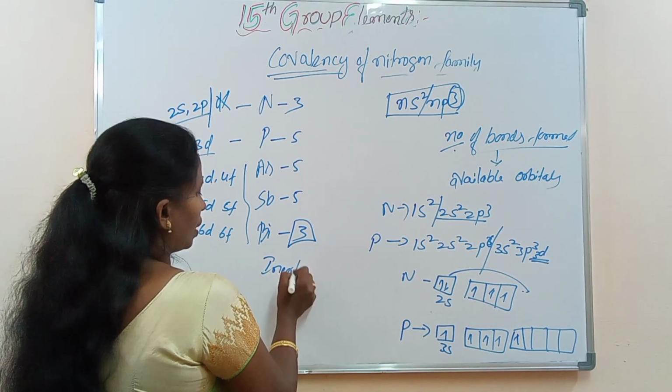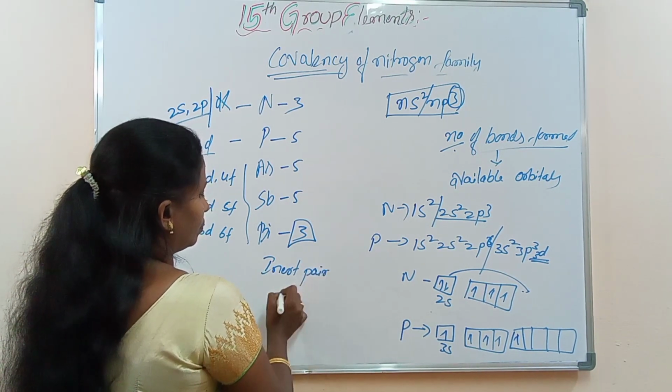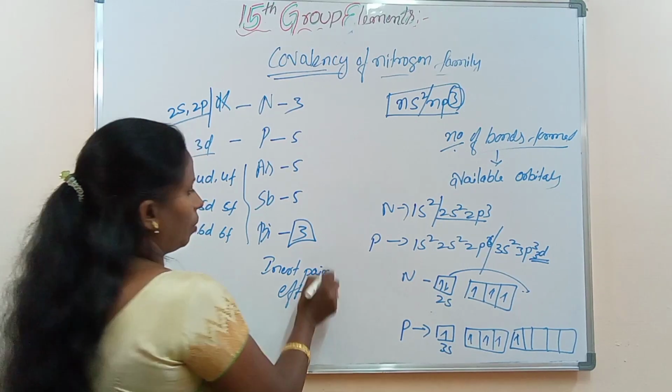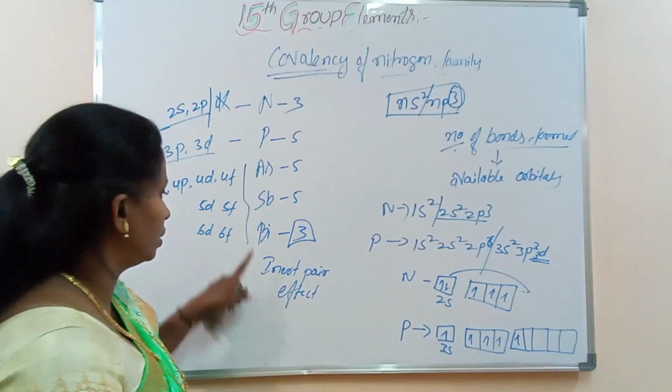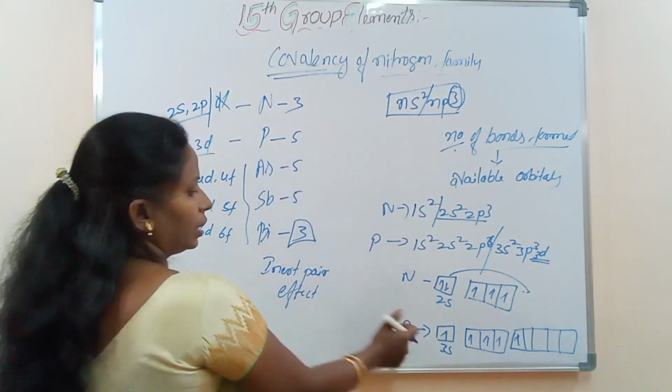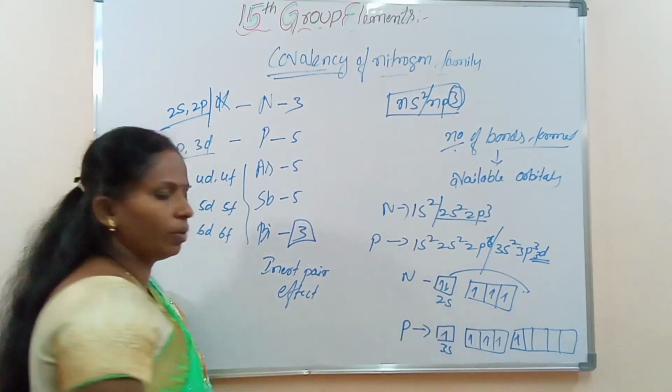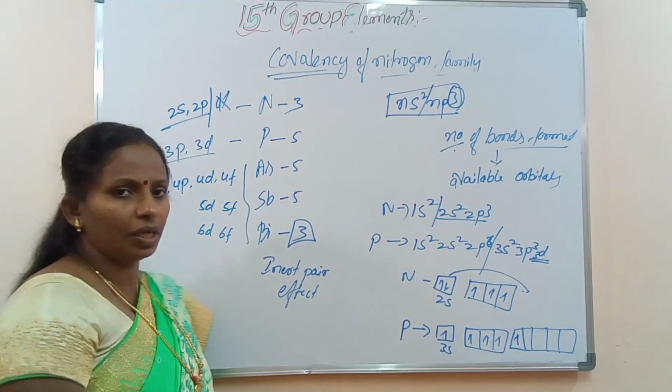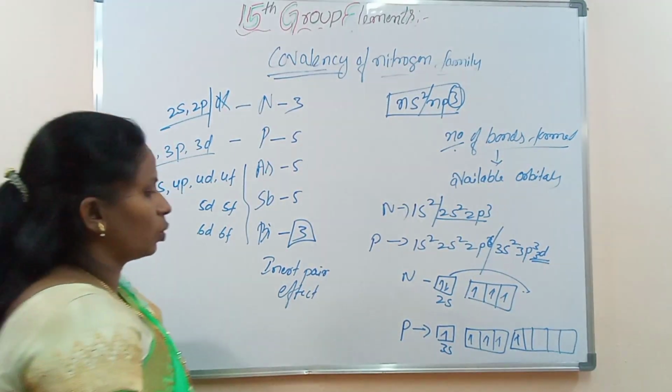Because of the inert pair effect, bismuth's covalency is 3. But phosphorus can shift, so that it can form 5 bonds, even arsenic, even antimony. Then this is the covalency.